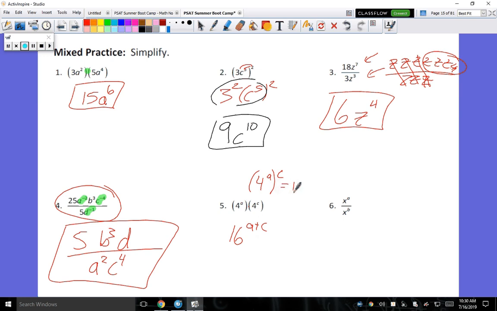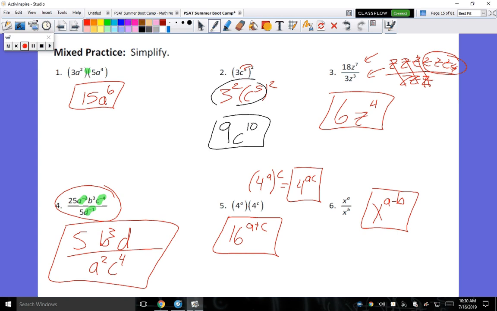Okay, I just want to make sure that we understand the differences between them. That would be, sorry, not 14, but 4. And then this one down here would be 16 to the a plus c. Okay. Number 6. What would the answer be there? Perfect. x to the a minus b.